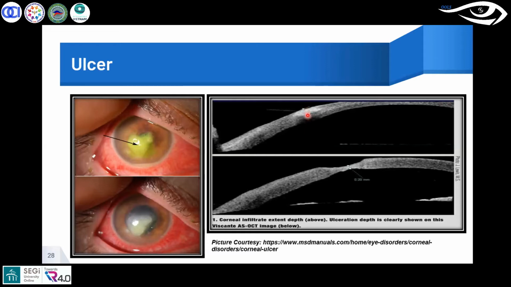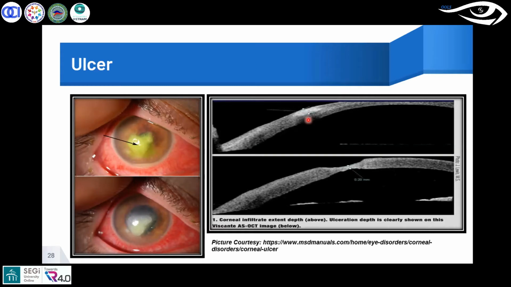So this is how you recognize that there is some delineation. But if you have to specifically look at an AS-OCT image and say this is an ulcer or this is a keratitis, it's not possible. You have to correlate with the clinical picture and make a differential diagnosis as to what it exactly is. But apart from that, you can do measurements for the treatment of these opacities. Phototherapeutic keratectomy is the usual management procedure that they would do.